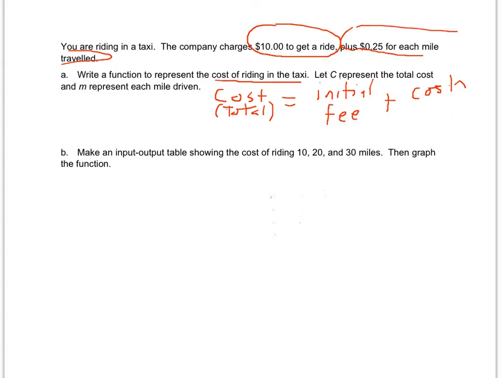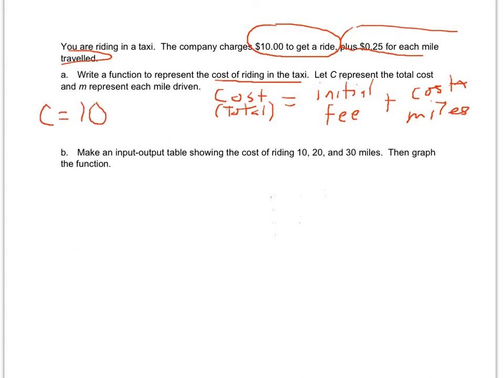Plus we have to pay the cost for how many miles we drive. Sorry about the horrible handwriting here, but this iPad just isn't working well for me right now, but we'll make do with it. So we've got our total cost equals our initial fee, the amount we have to pay to start with, plus the cost of the miles we drive. It says we're going to let C represent the total cost. Our initial fee, we know that. They gave that to us.